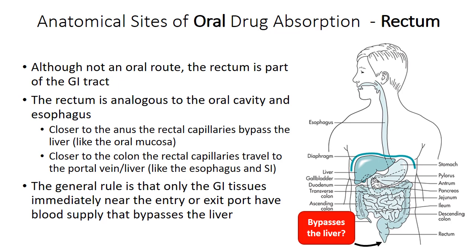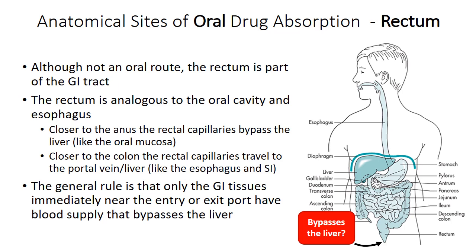However, if something is given further into the rectum, it will go in just like any oral dosage form, and the majority of those drugs will end up going to the liver through the portal vein. So just think of it as transitioning from non-GI tract to GI tract, and once you're in the actual GI tract, at that point most things will go to the liver. So if you want to avoid first pass metabolism, something would be given more superficially or less deep into that area.